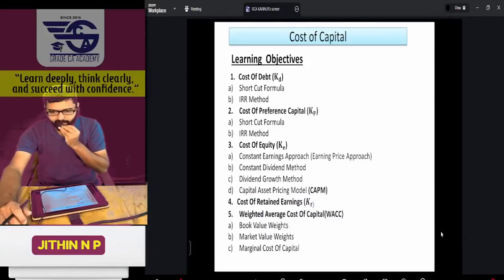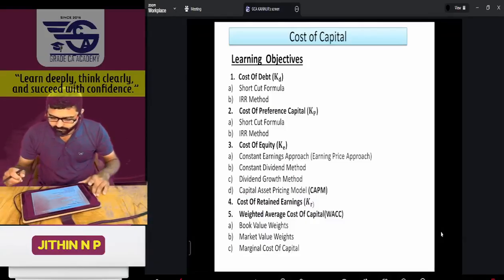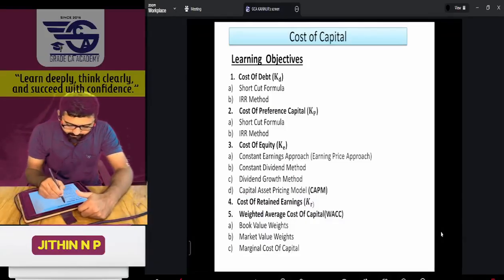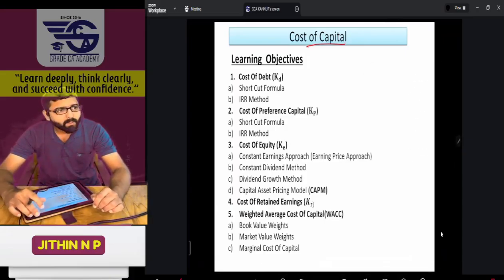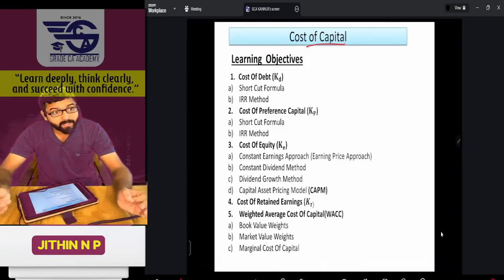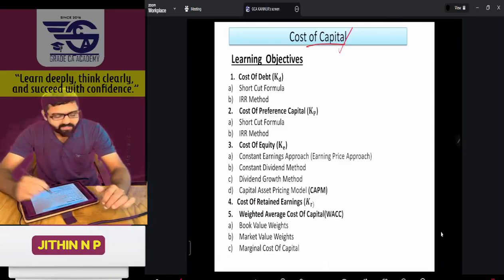Cost of capital. Another chapter is cost of capital. What is cost of capital?